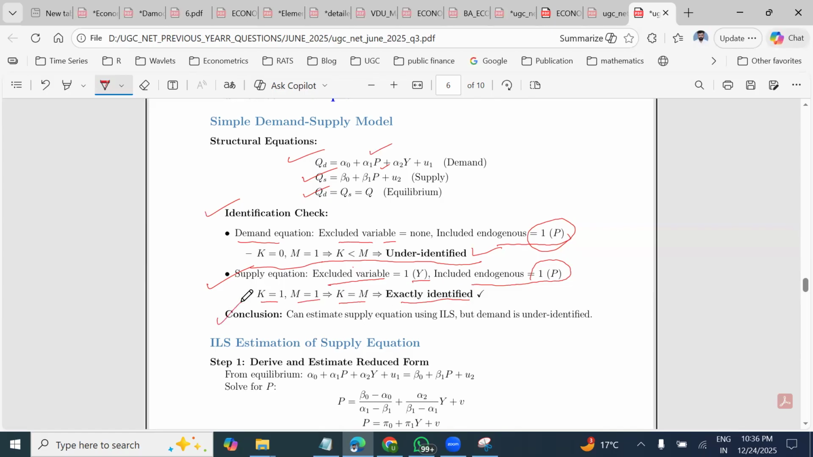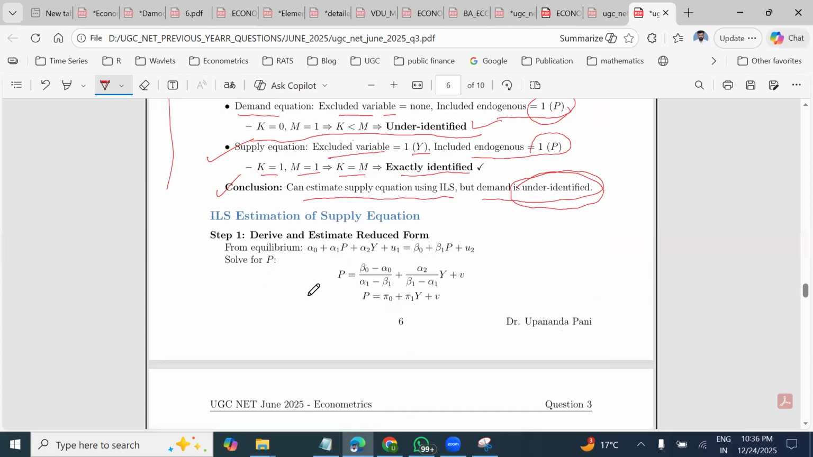Now what is the conclusion? The conclusion is you can estimate the supply equation using ILS, but the demand equation is under identified, so you cannot use it. Okay? Is it clear? Let me give you that book. Then you read more on that, and then I think you will be able to do it.